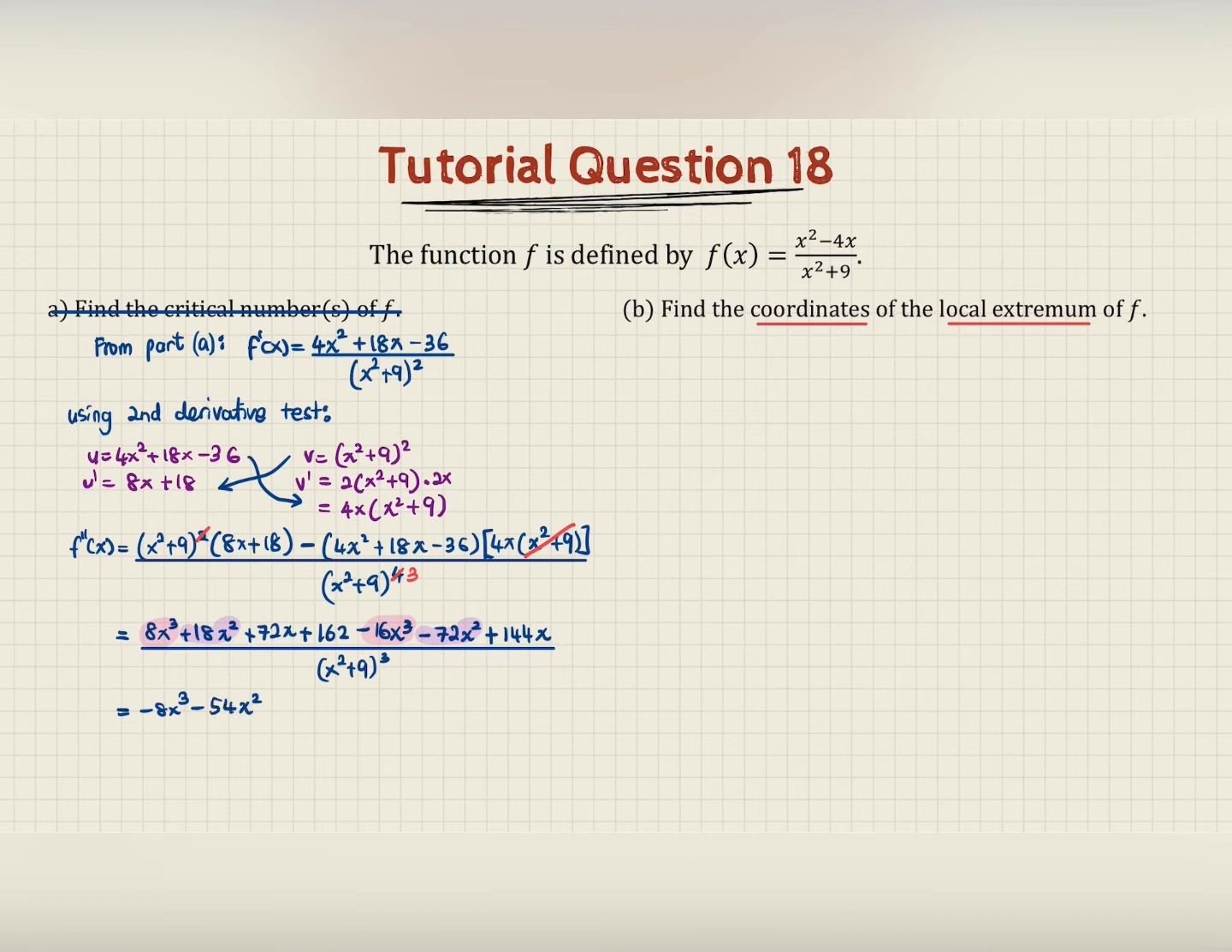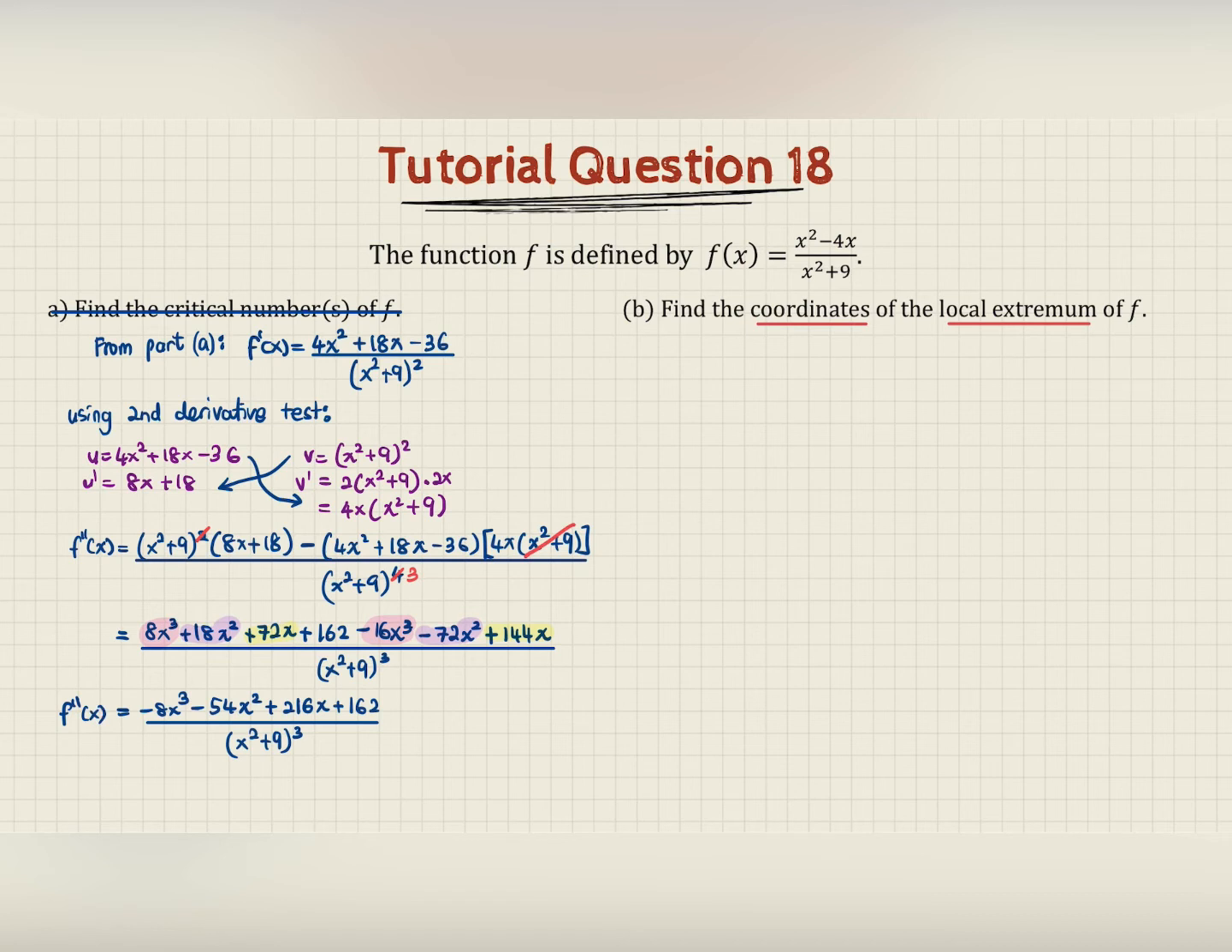Okay, and then untuk x pula 72 tambah 144, so plus 72x plus 162. Okay, sorry, 72x pula 72 is 216x plus 162. Okay, so over x squared plus 9 cubed. Okay, so this one will be in simplest form lah untuk second derivative kita, f double prime x.